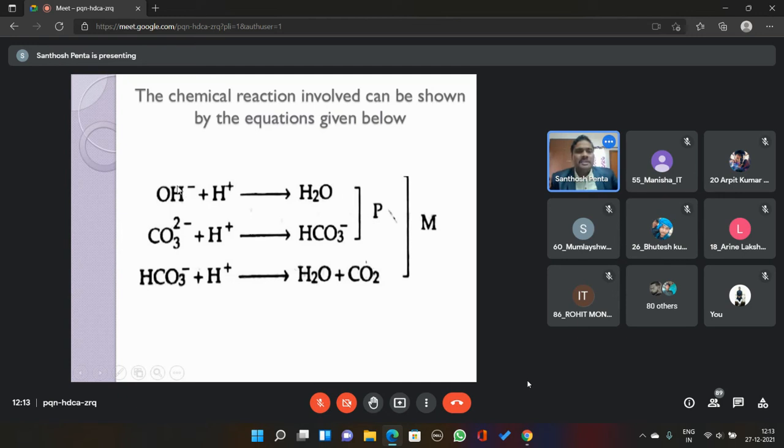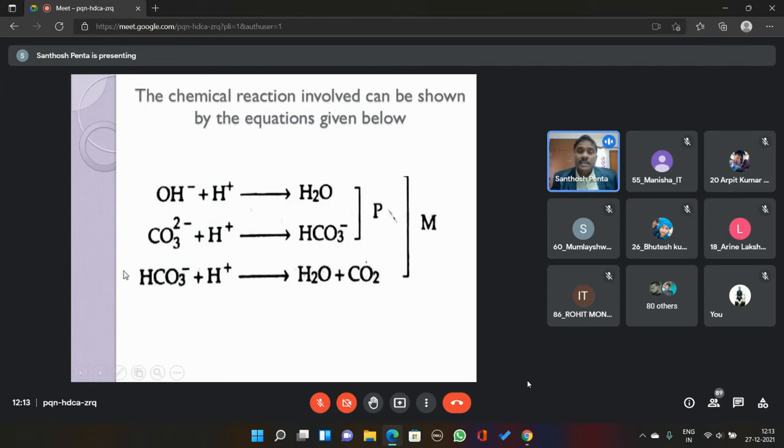For example, if hydroxide ion is there in the water sample, that may react with H plus ions and is converted into H2O. At the same time, if carbonate ions are there, that may react with H plus and is converted into bicarbonate, that means HCO3 minus. Then HCO3 minus reacts with H plus ions and is converted to H2O and CO2. The CO2 may be evaporated. All these are neutralization reactions, neutralization titrations.